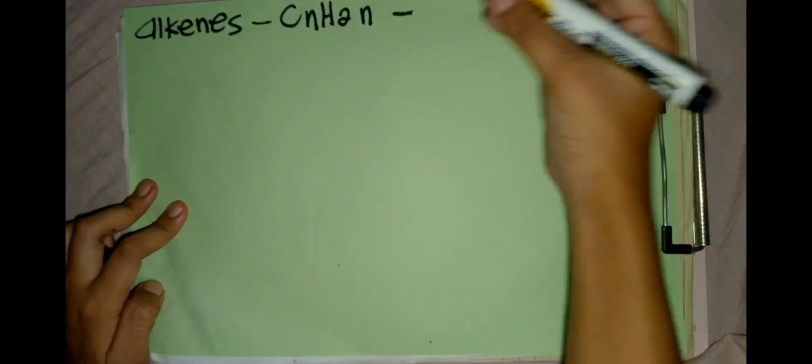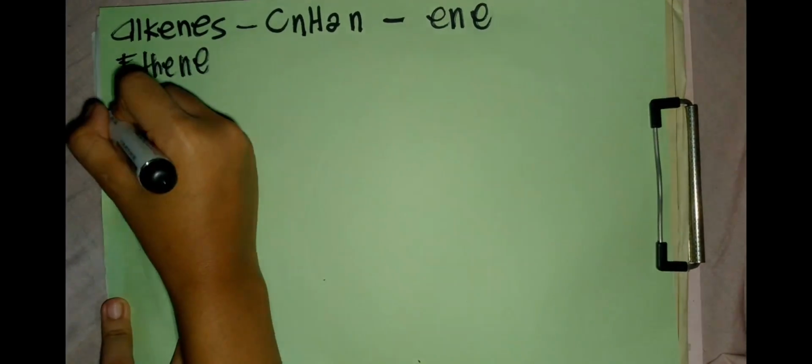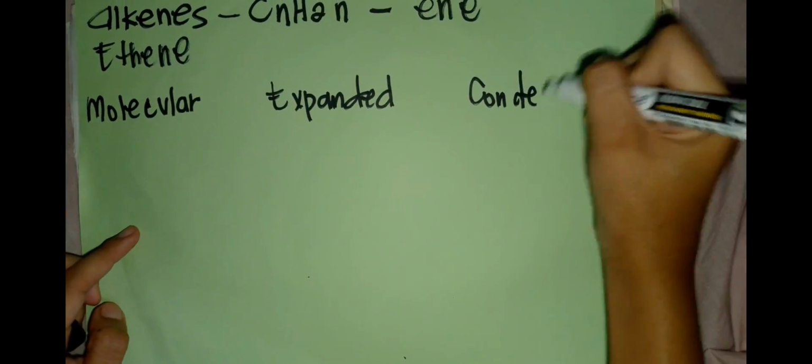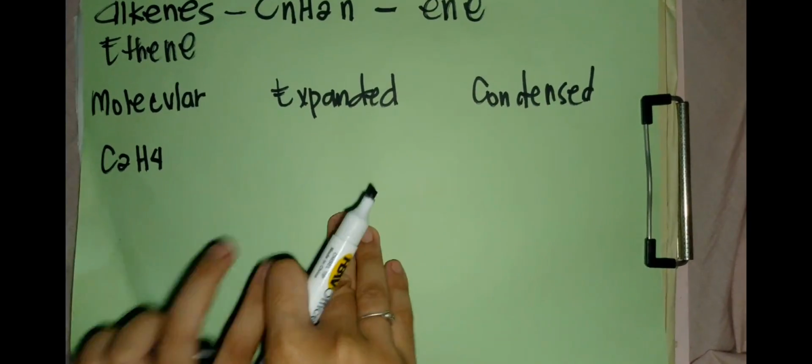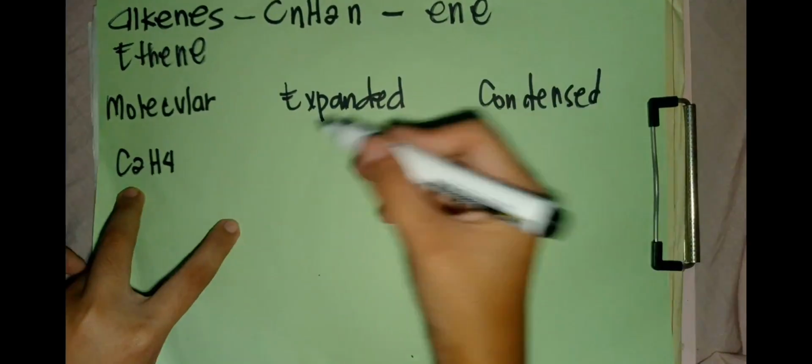So, the formula of alkene is CnH2n. And the suffix name always ends with -ene. So, our first example is ethene. So, molecular, expanded, condensed. So, ang molecular na ang ethene is C2H4. So, ang ethene is merong dalawang carbon.